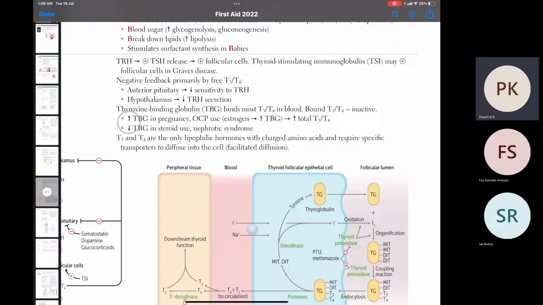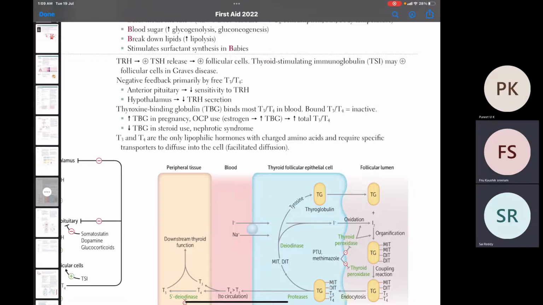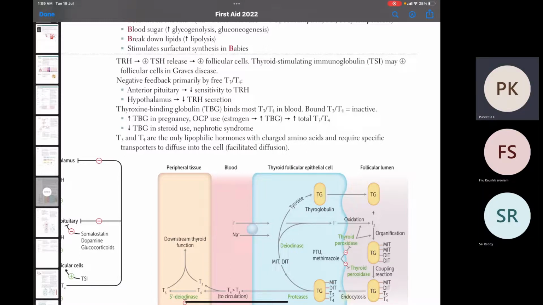So since thyroid binding globulin is increased in pregnancy and OCP use due to the increase in estrogen, there is an increase in the total T3 and total T4. It's the total T3 and total T4, not the free T3 and free T4. Total T3 and total T4 is what is present before hormone release happens. So there's a total increase in that.